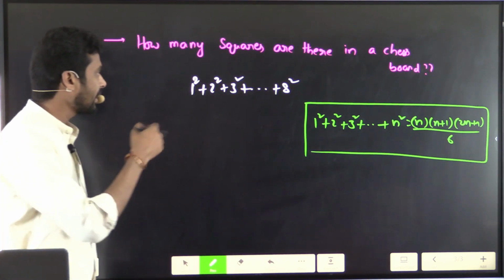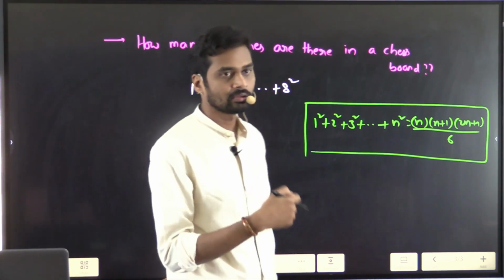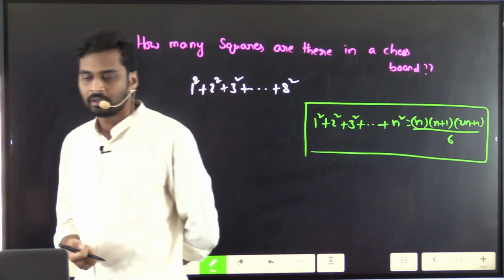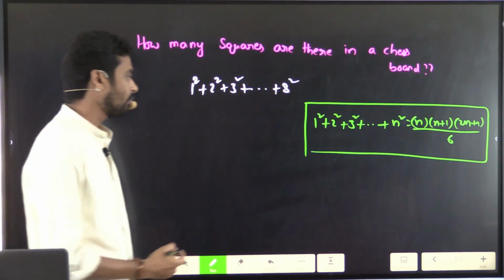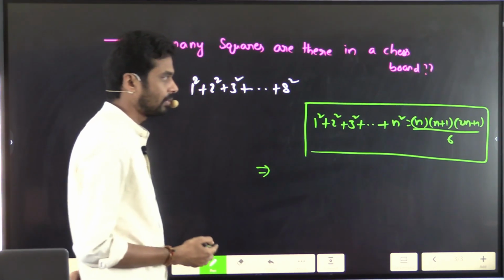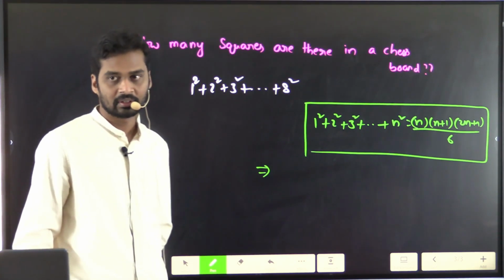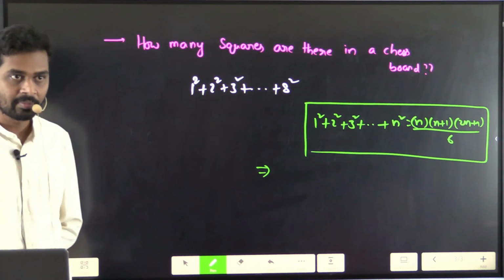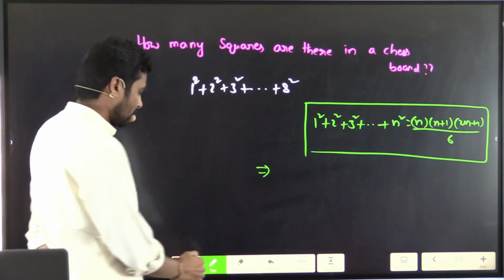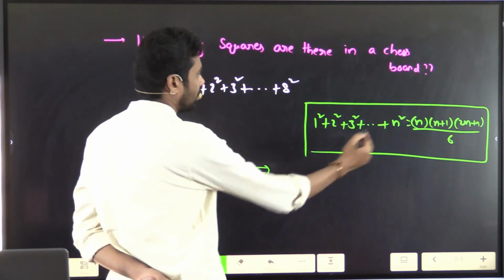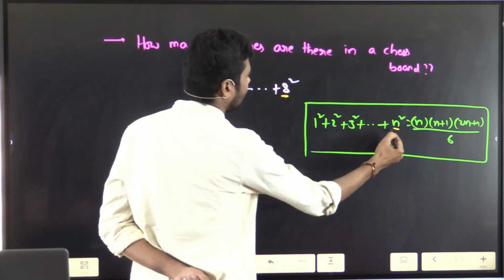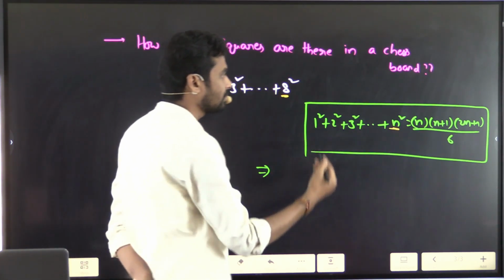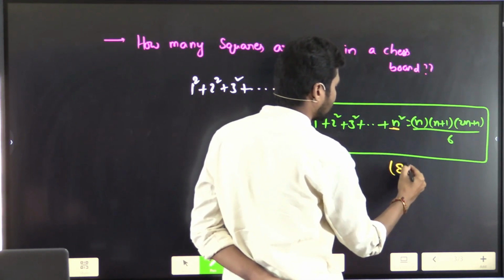So you can also apply it here. Otherwise you can take each value: 1 square is 1, 2 square is 4, 3 square is 9. Okay, but you had better take the formula, and I want you to remember these formulas. I already told you the sum of the squares of the first n natural numbers, and you must remember the formula. Okay, so what is the answer? Here the last value of n is what? 8. You just simply substitute the value of n, which is 8, over there.